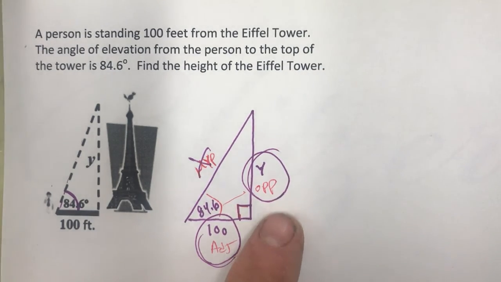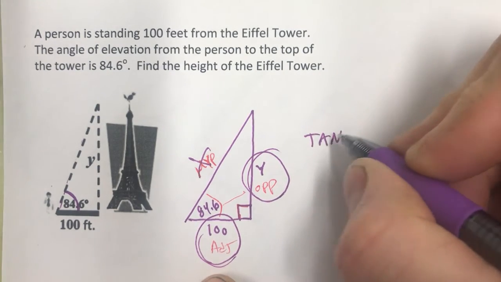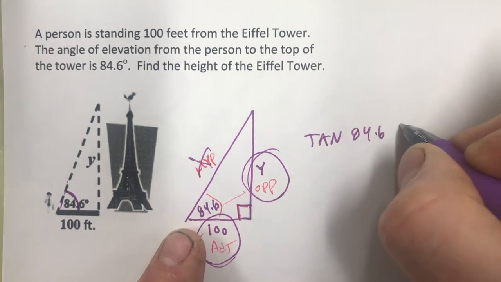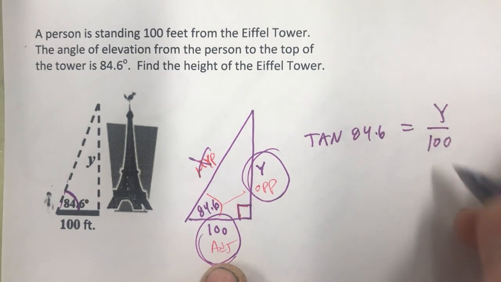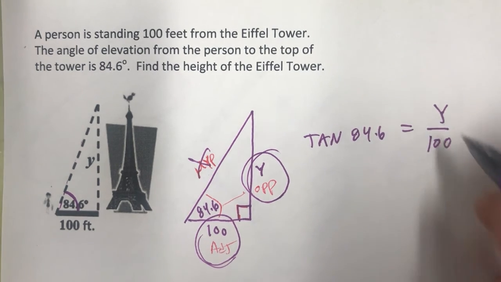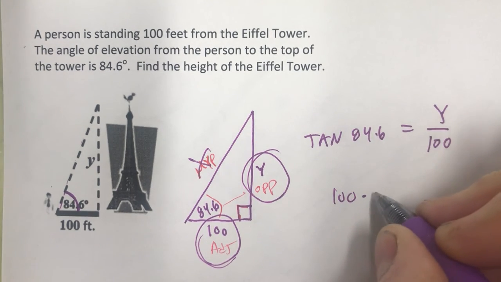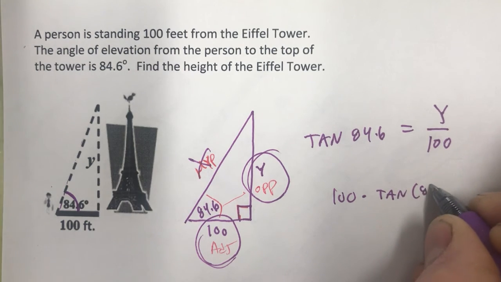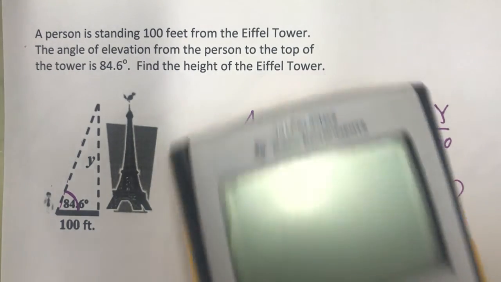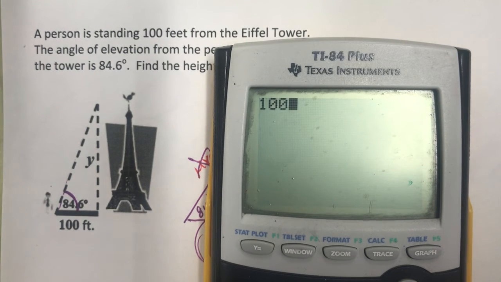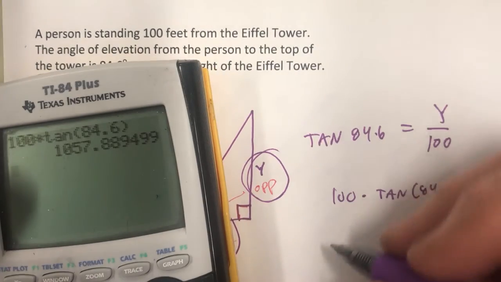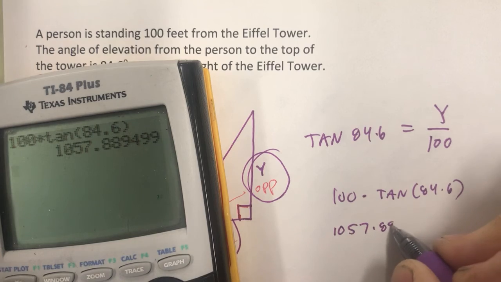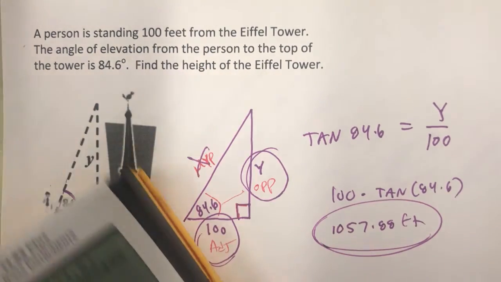So this is a tangent, opposite and adjacent. Tangent of my angle, 84.6, equals the opposite, which is y, over the adjacent, which is 100. And now, since y is on top, we multiply 100 times tan 84.6. And that is 1057.88. And that's how tall the Eiffel Tower is.